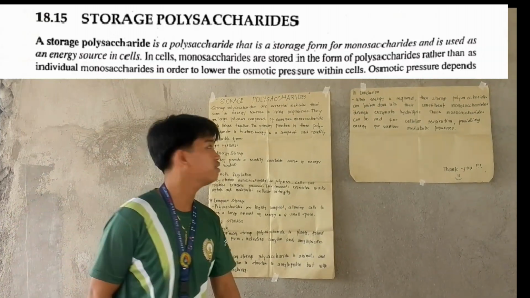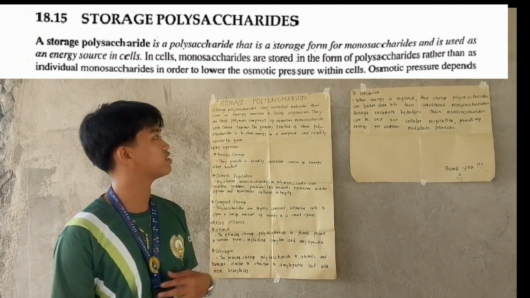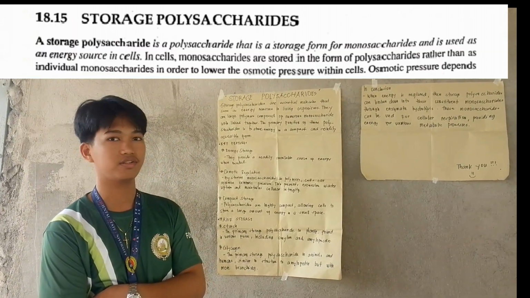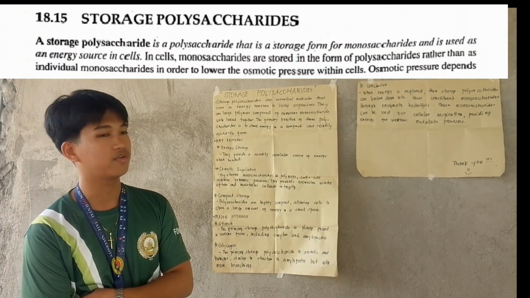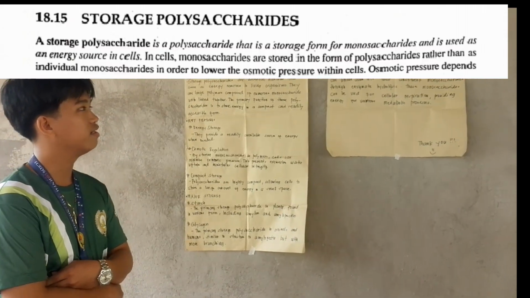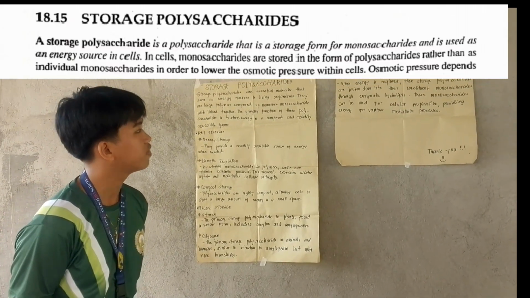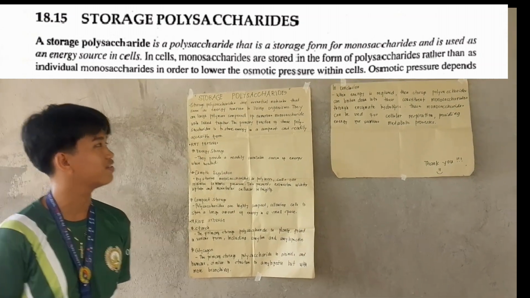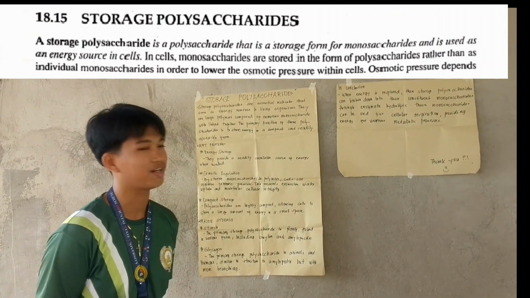So in conclusion, when energy is required, these storage polysaccharides are broken down into their constituent monosaccharides through enzymatic hydrolysis. These monosaccharides can be used for cellular respiration, providing energy for various metabolic processes.